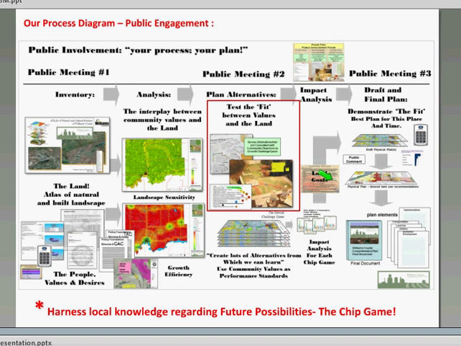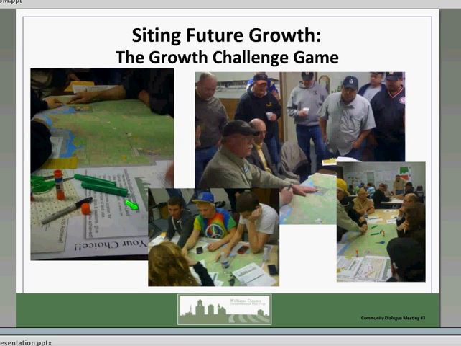Okay. The next step was in public meeting number 2, which starts to utilize that information. These 2 maps that were prepared, both landscape sensitivity and growth efficiency, contributed to this series of scenarios that citizens developed. Okay, so we called it a game. We've noted in the past that sometimes land use planning makes people grumpy, so we call it a game and keep reminding them that they're having fun, and that often works quite well. Here are citizens and a civic class of kids participating in this game.